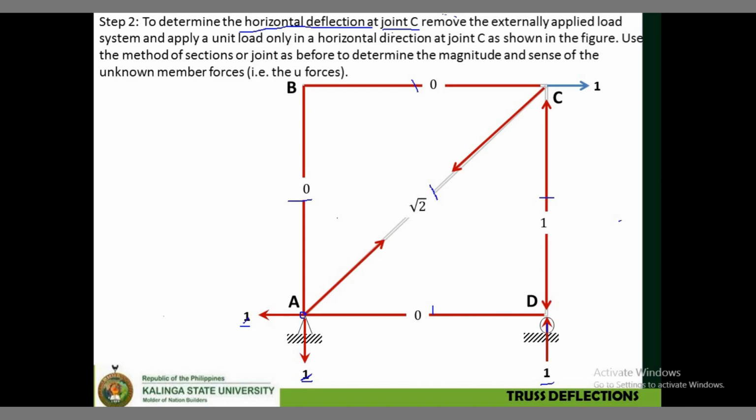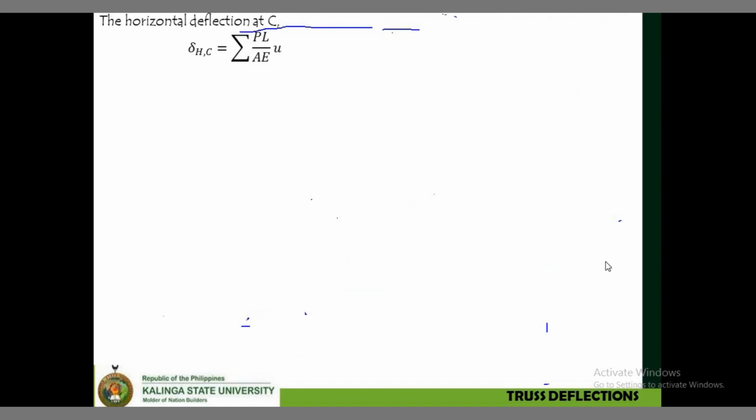Okay po ba tayo dito kay step 2? I used here method of joints. So, after this step 2, the next procedure: I can solve now for the horizontal deflection at joint C by using this equation.